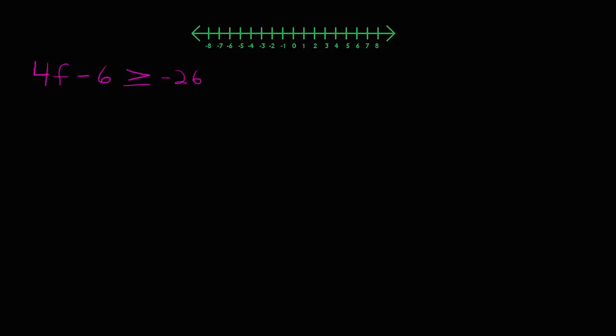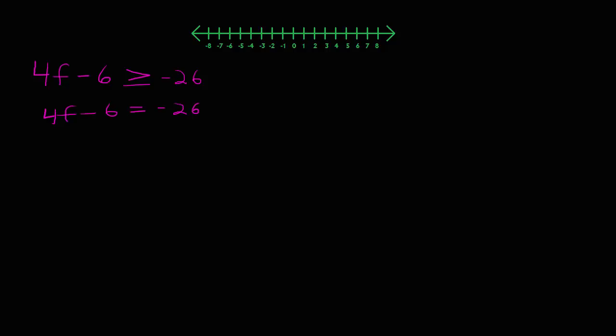We're going to take a look at how to solve inequalities in one variable and graph them using a number line. The first thing we want to do when we solve inequalities is turn the inequality into an equation. So we're going to start by turning 4f minus 6 greater than or equal to negative 26 into an equation, making it equal to negative 26. Then we're going to follow our rules for solving equations.